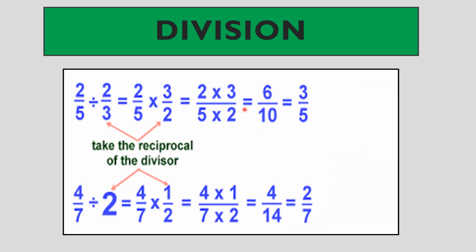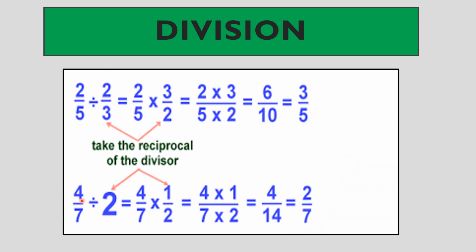Now other than 1, which number can divide both the numbers? 2. 2 can divide 6 and 2 can divide 10. So 2 threes are 6 and 2 fives are 10. So on reducing to lowest terms you get 3 by 5 as the answer.